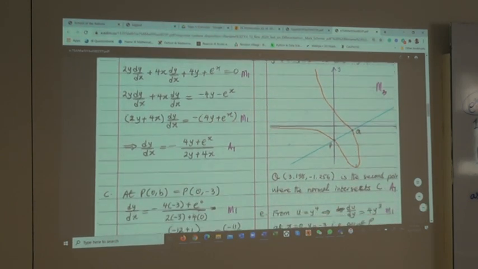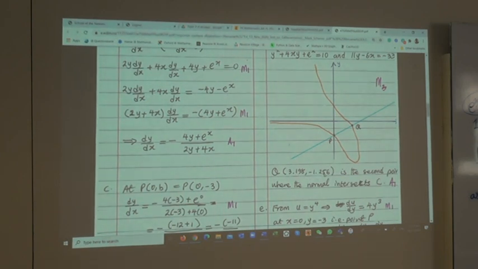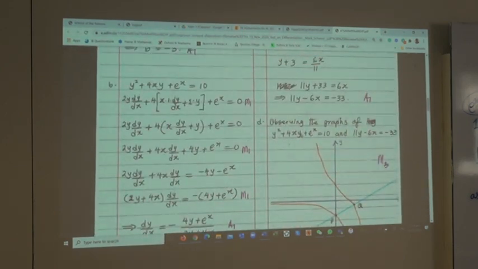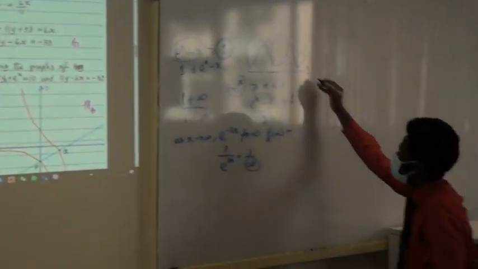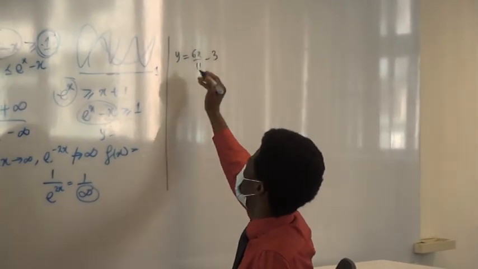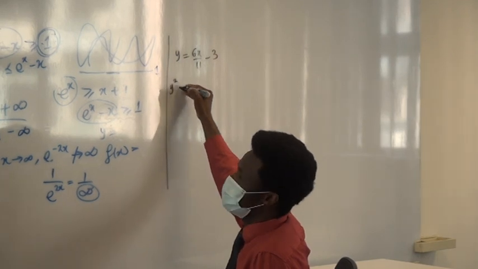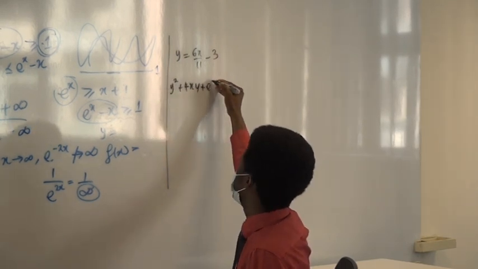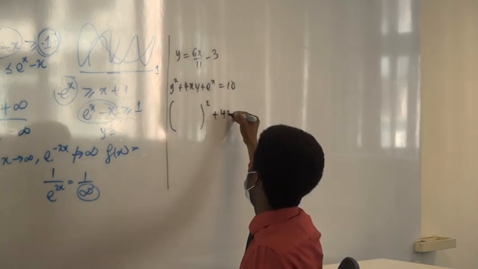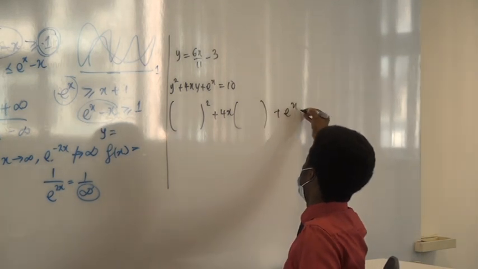Somebody did it that way, okay? And the moment you get your x value, you can substitute to get the y value, something like that. The y value can be obtained from here, if you get the x value. You get what I mean? This is what I mean, in case you are wondering. So you have y equals 6x over 11 minus 3, and you have y squared plus 4xy plus exponential x is equal to 10. To find where they meet, this y squared plus 4xy plus exponential x is equal to 10.